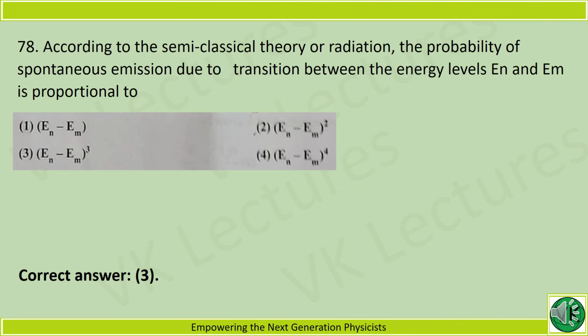According to semi-classical theory of radiation, the probability of spontaneous emission due to transition between energy levels En and Em is proportional to... The correct answer is option 3, (En minus Em) to the power 3.